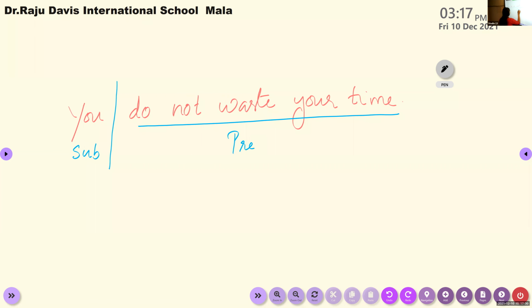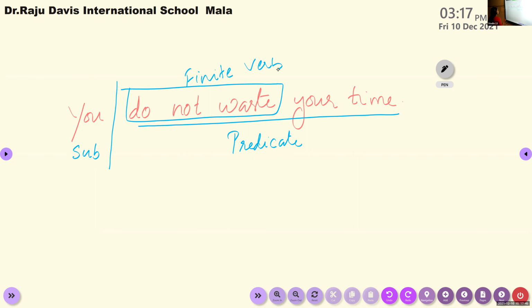And the finite verb is waste. Only waste. Do is also an auxiliary verb, right? So waste is the finite verb here. Okay. So we have one subject, one predicate, and one finite verb. So this is an example for a simple sentence. Very good.